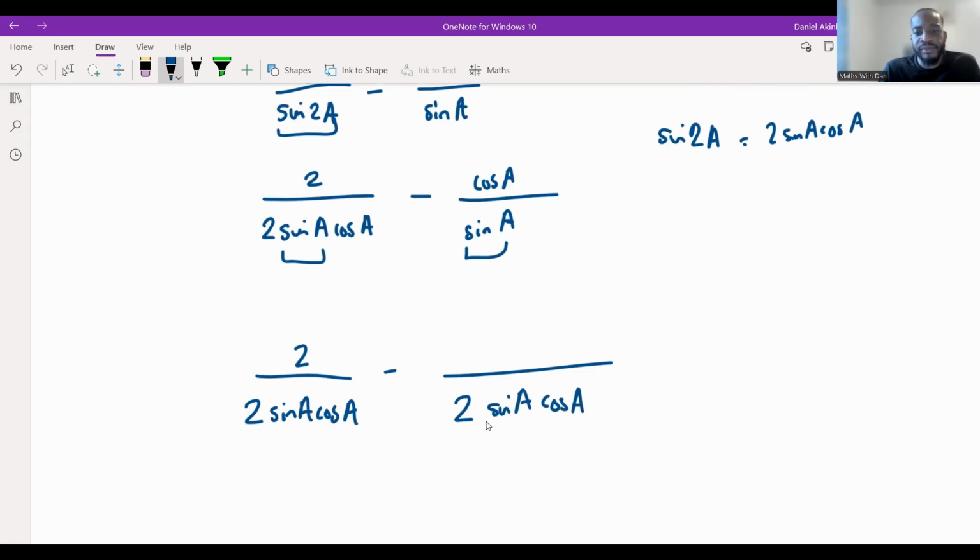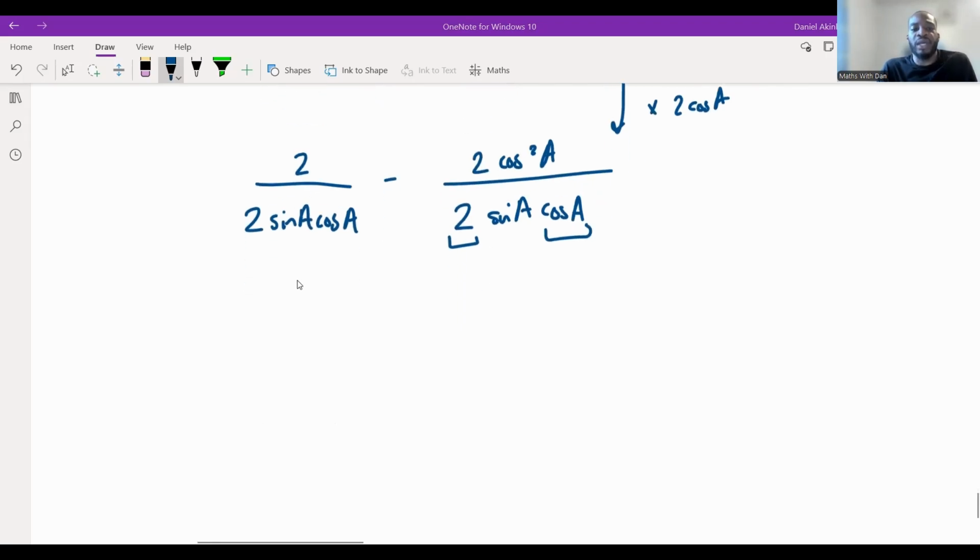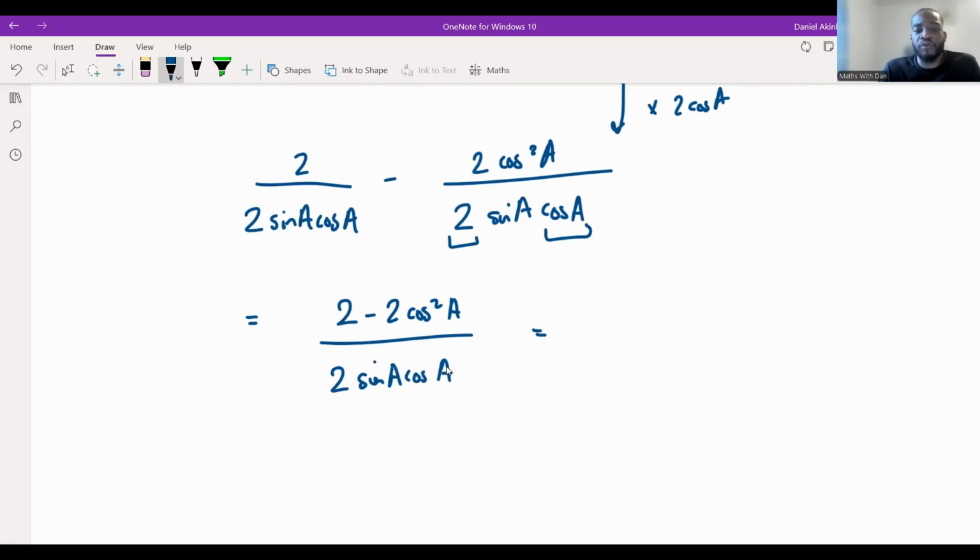Now, how have I gone from there to there? Well, I've multiplied by 2 cos A, haven't I? So I have to do it on the top. So that's going to be 2 cos squared A. Do you guys agree? And then now, because they've got the same denominator, we can combine them over 2 sine A cos A, like that. And then what can I do from here?